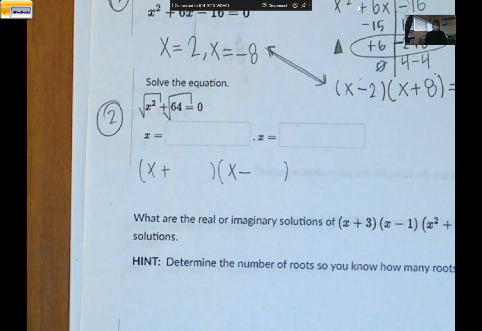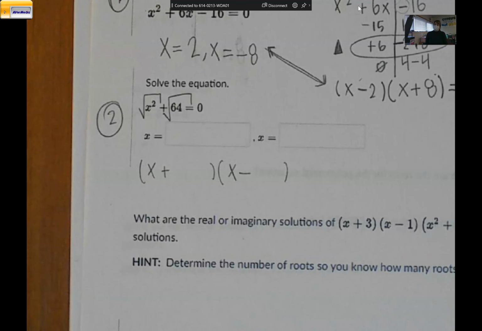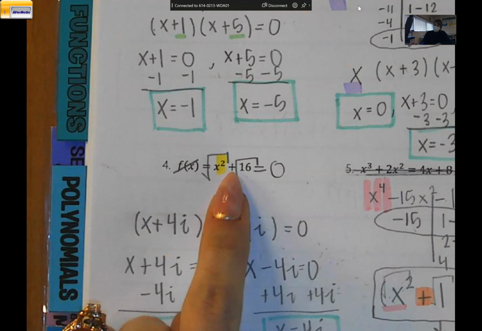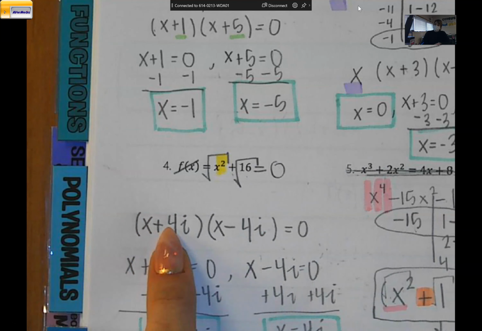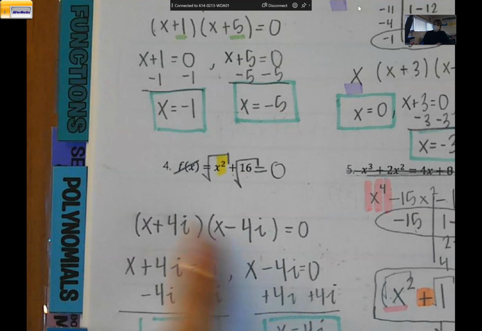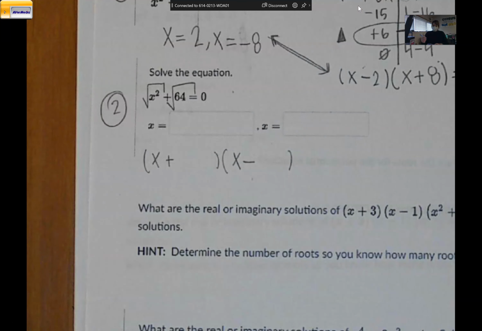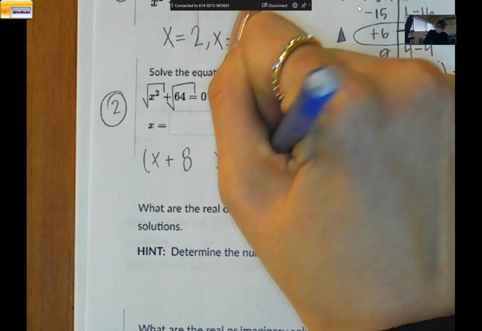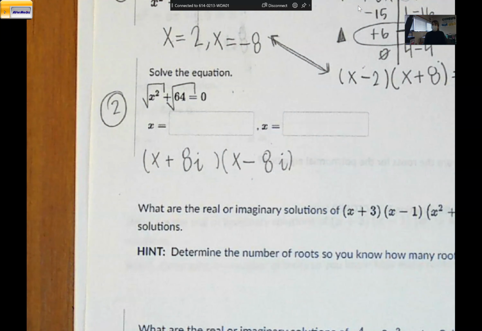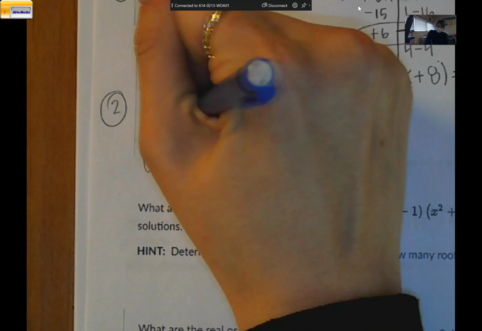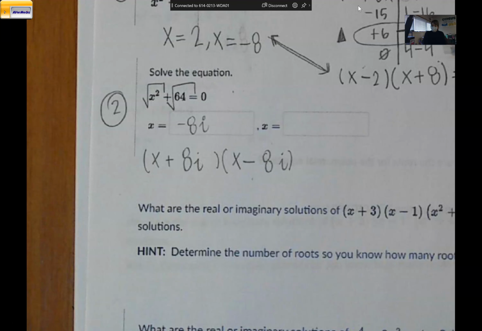But I remember, because we've done this a few times, that I might need to put an i on it. So I'm going to check this problem again. This one is a plus sign, which means the plus sign is the one where I have to put the i's. And I'm getting this from our notes because that's how we did it last time. So the root of 64 is 8. And then we put the i on. So what are our solutions to the equation? Negative 8i and positive 8i.